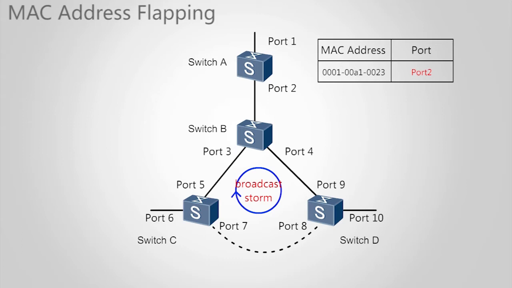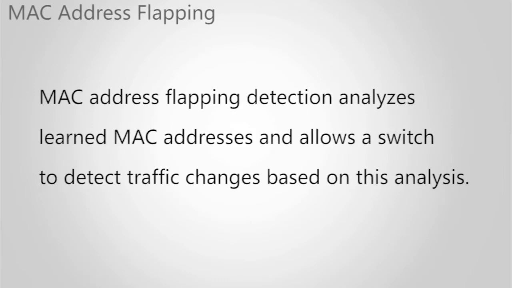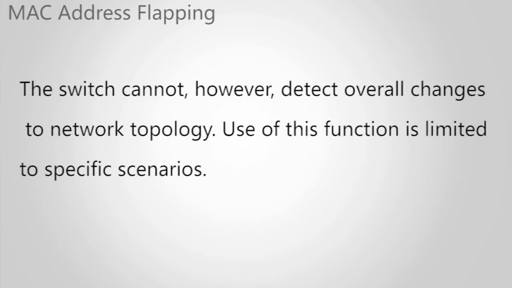This indicates that switch B, switch C, and switch D form a loop. MAC address flapping detection analyzes learned MAC addresses and allows a switch to detect traffic changes based on this analysis. The switch cannot, however, detect overall changes to network topology. Use of this function is limited to specific scenarios.